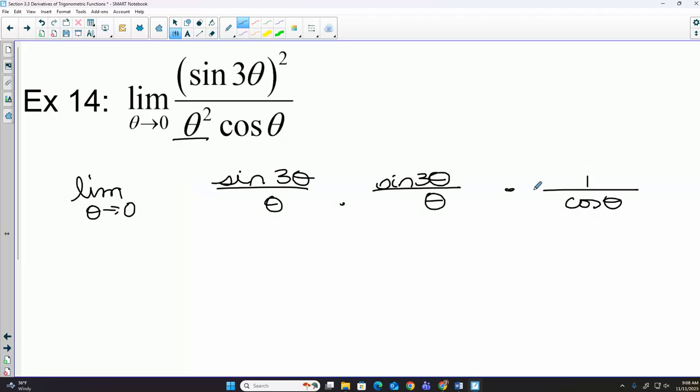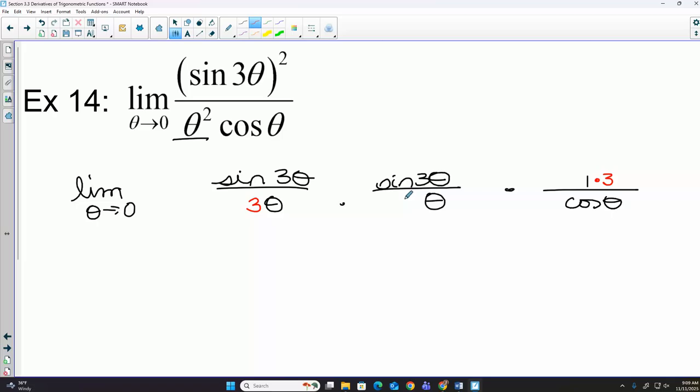If I multiply this together, you do multiply tops, multiply bottoms, you get the same thing, so we have not changed our problem. In order to evaluate sine 3 theta over theta, what do I need on the bottom? 3 theta. So we need to multiply by a 3 on top, and I'll put it in my fraction over to the side.